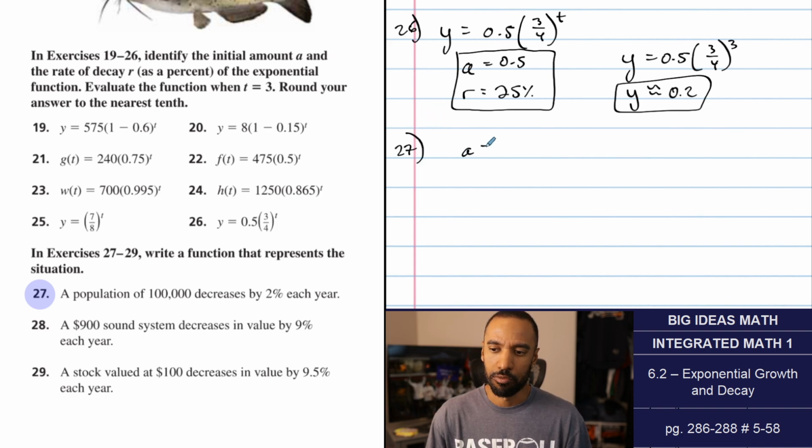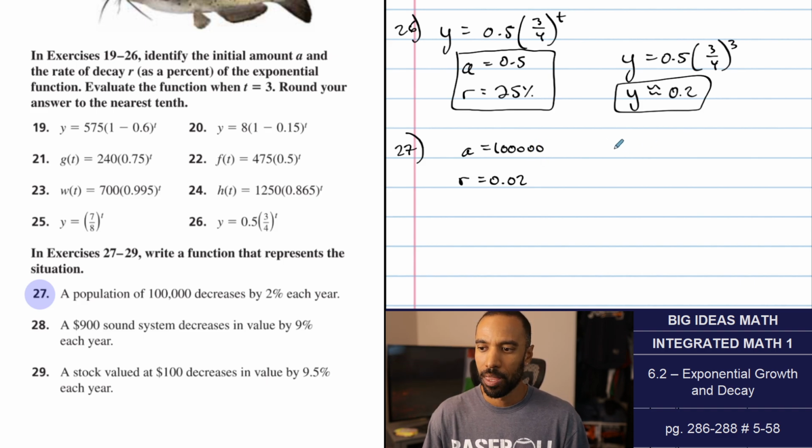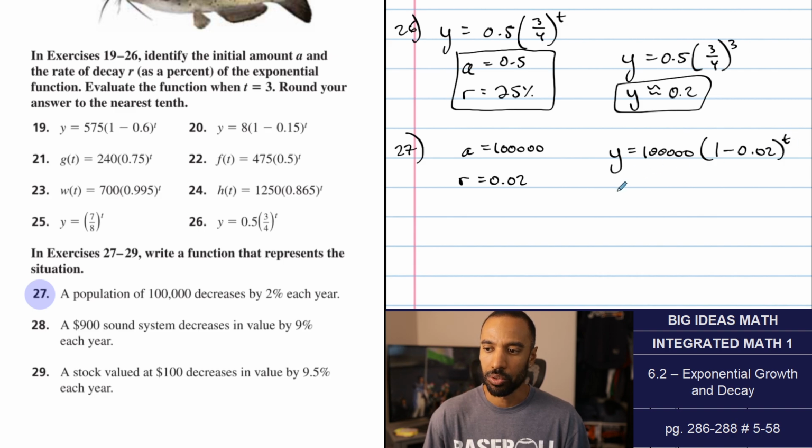A population of 100,000 decreases by 2% each year. Now, 2% is 0.02 as a decimal. So all we're doing is writing the function. So this is 100,000 times 1 minus, it's a decrease, 0.02 to the t power. Don't leave it like that, please. Do simplify it. I request that for my students all the time.